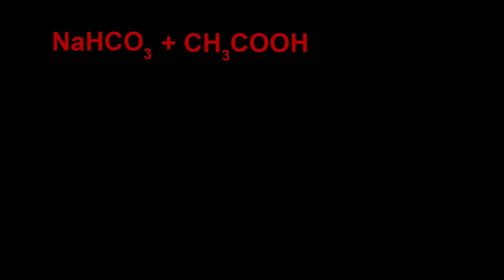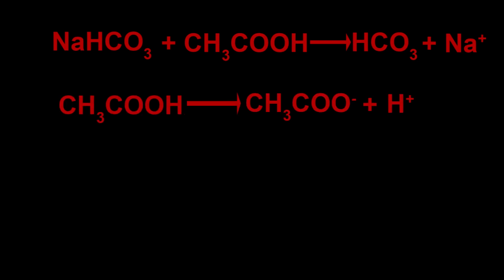First, let's take a look at the reaction that's taking place. Baking soda, sodium bicarbonate, NaHCO3, and vinegar or acetic acid, CH3COOH, combine in a bottle. First, the sodium breaks off of the NaHCO3 and forms HCO3. While this is happening, the acetic acid is doing what acids do best, donating a hydrogen ion.